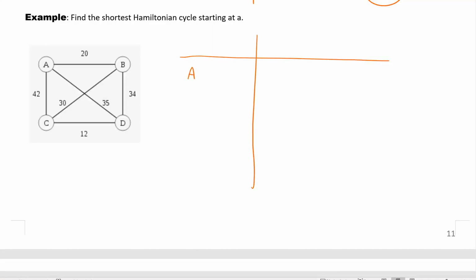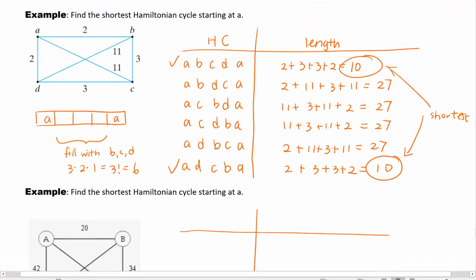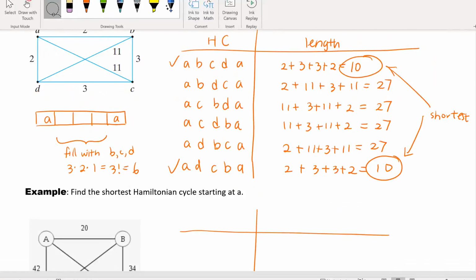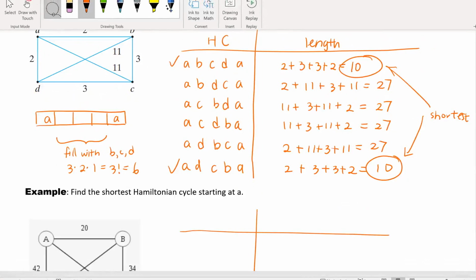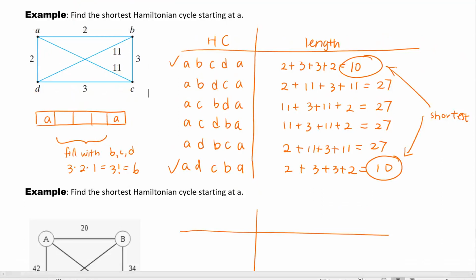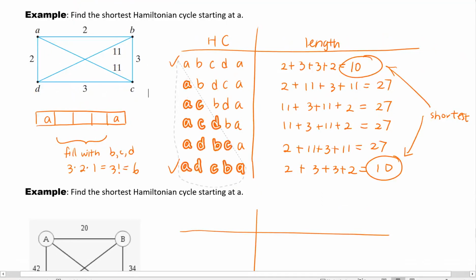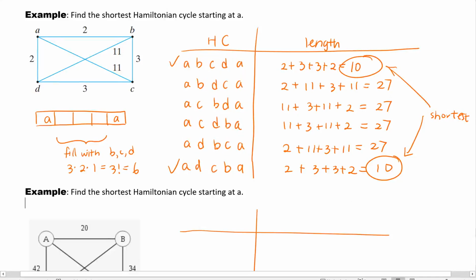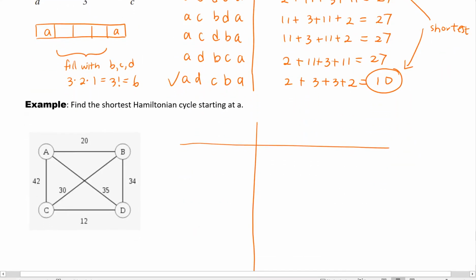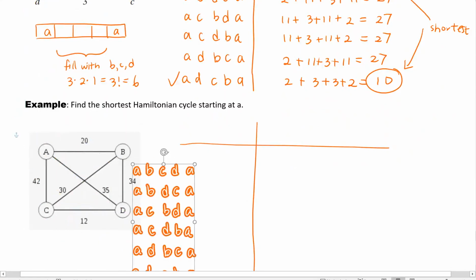Let me still use the small letter. Let's see whether I can be lazy and just copy this here. Okay, it's working. Great. Copy and paste. I hope you don't mind.